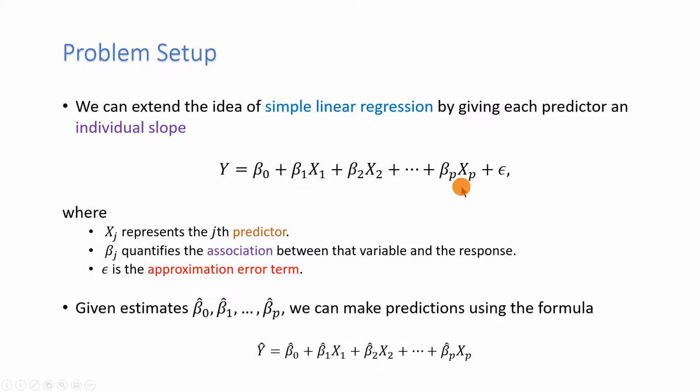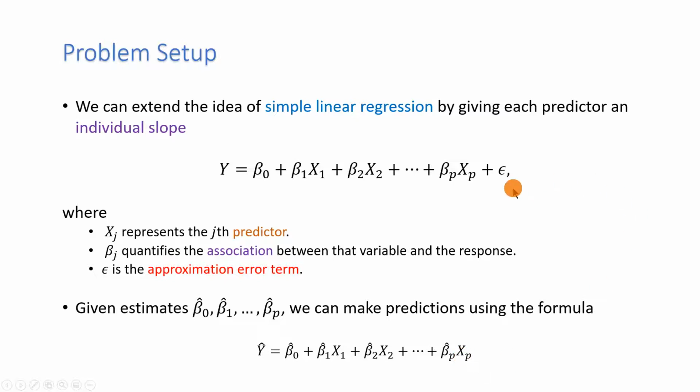Okay? And suppose that by some way we obtain a set of estimates beta 0 hat to beta p hat. We can then predict our response variable y by replacing these unknown coefficients beta 0 to beta p with their estimates beta 0 hat to beta p hat. So we can predict y by y hat, which is defined as beta 0 hat plus beta 1 hat times x1 plus beta 2 hat times x2, until plus beta p hat times xp.